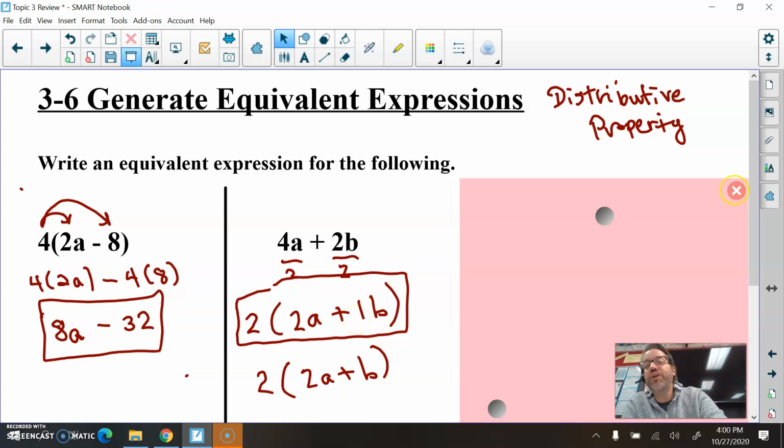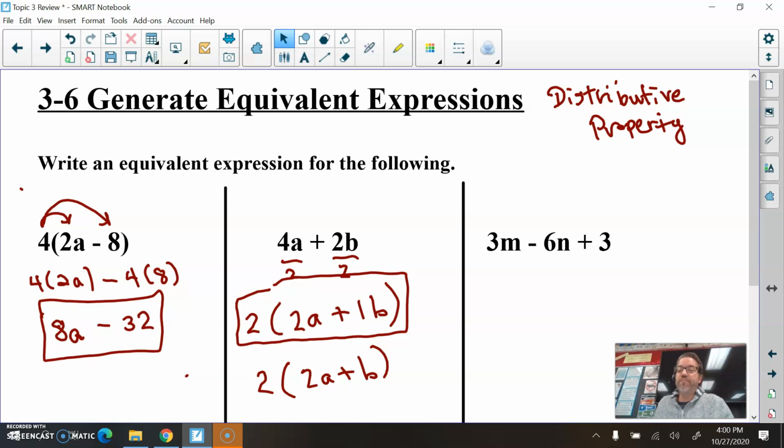All right, we're going to do one more here. 3m minus 6n plus 3. How many terms are there in this expression? Do you see 3 of them? I see 3 of them. Here's a term. Here's another term. Here's a third term. And what I'm going to do is figure out if there's a common factor that I could divide into all 3 of these. And we have 3, 6, and 3 there. All of those are divisible by 3.